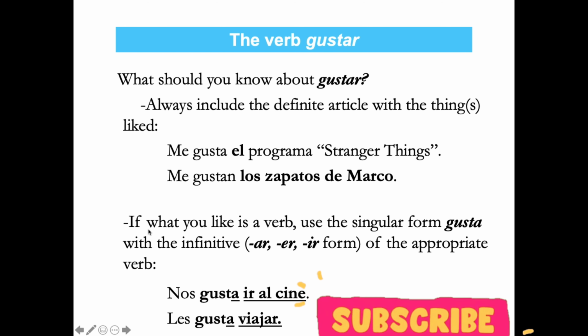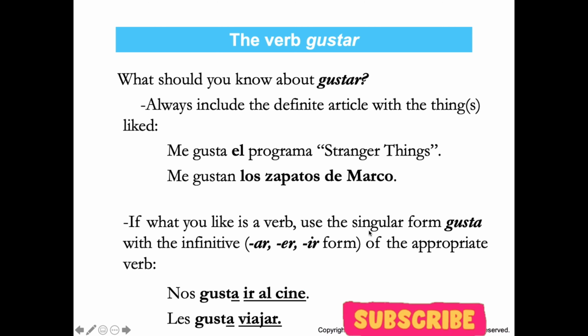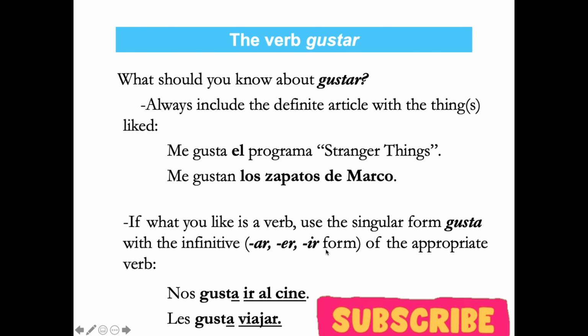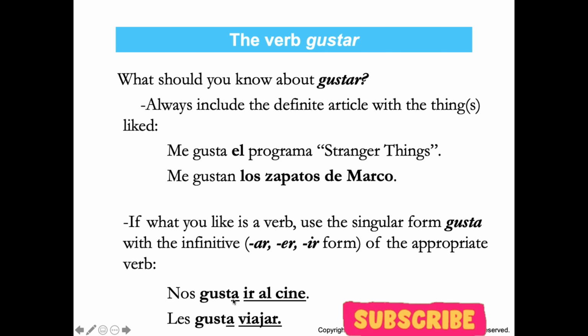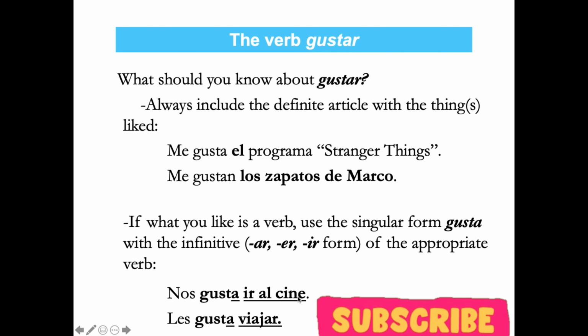If what you like is a verb, always use the singular form gusta with the infinitive of the appropriate verb. For example, nos gusta ir al cine. We like to go to the movies. Les gusta viajar. This can mean they like to travel. It also could mean y'all like to travel. For it to be y'all like to travel, you would have to say a ustedes les gusta viajar.